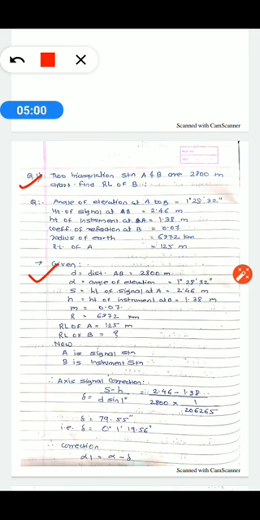Here small d, the distance between the two stations A and B, is given as 2800 meter. Then alpha, the angle of elevation, is also given as 1 degree 28 minute 32 second. Then S, the height of signal at A, is given as 2.46 meter. Small h, the height of instrument at B, is 1.38 meter. Then m is 0.07, and R, the radius of the earth, is given as 6372 kilometer. Then RL of A is given as 125 meter.